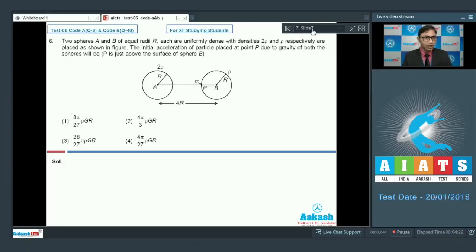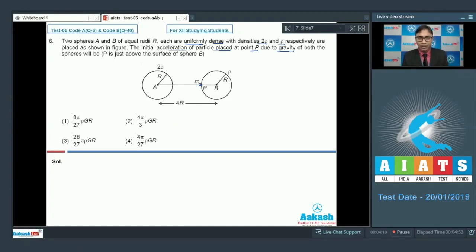In question number 6, it says that two spheres A and B of equal radii r each, uniformly dense with densities 2 rho and rho respectively, are placed as shown in the figure. The initial acceleration of a particle placed at point P due to gravity of both the spheres will be. So there is this particle m0. We have to find the acceleration of this particle.